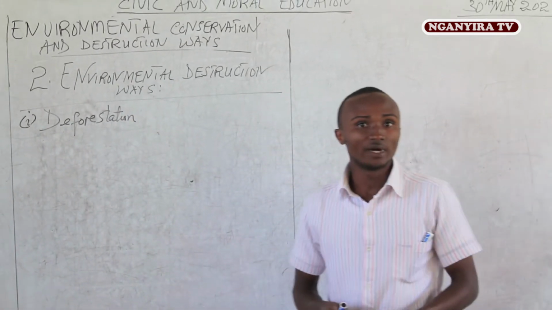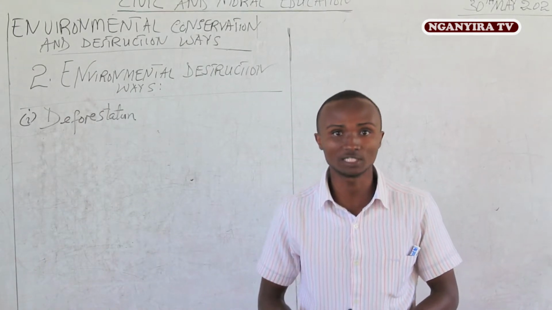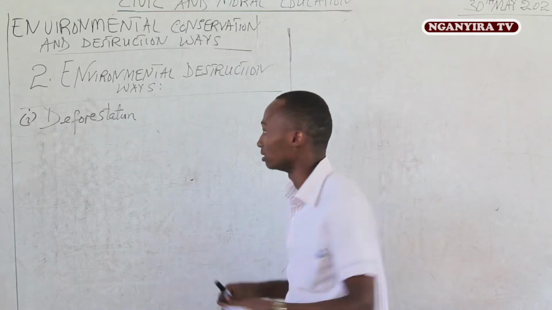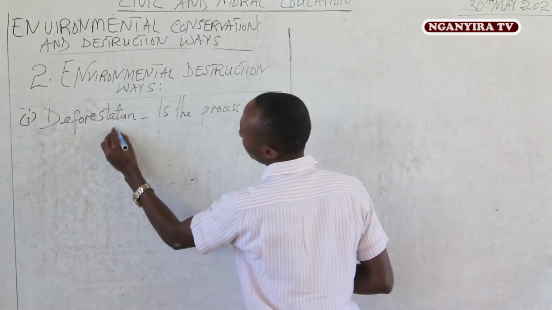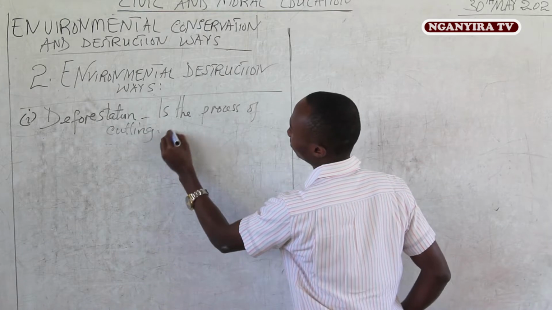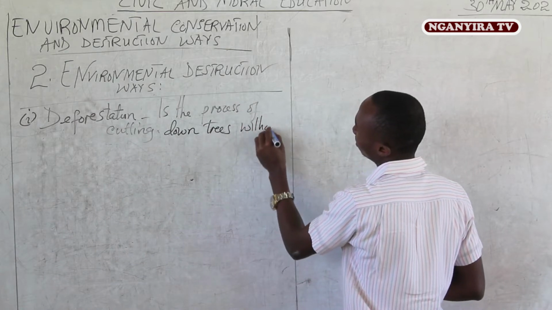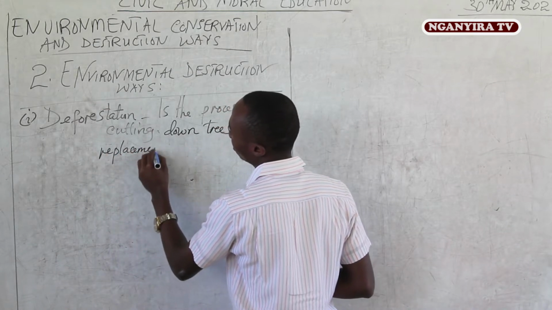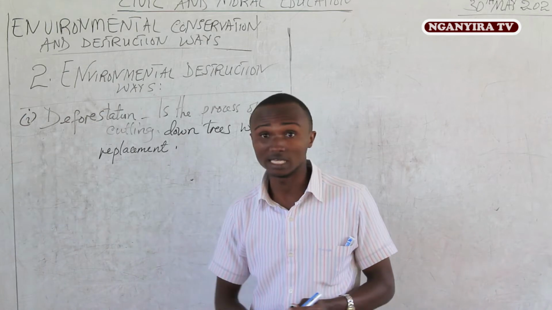Deforestation is the process of cutting down trees without replacement. So the process of cutting down trees without replacement is known as deforestation. When you are cutting down trees without replacing a new one, that is what is known as deforestation.